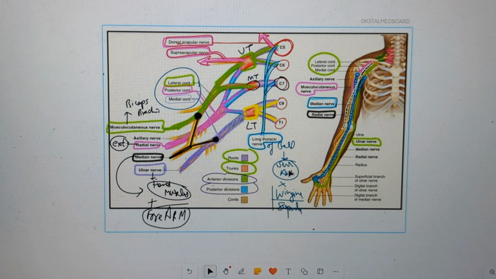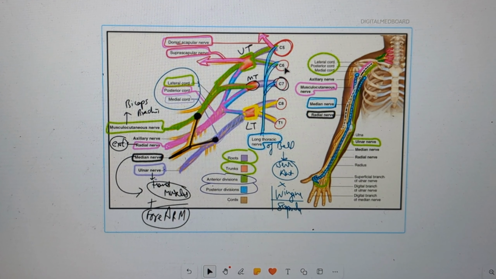Each trunk gives rise to one anterior division and one posterior division, resulting in 3 anterior divisions and 3 posterior divisions. These divisions pass behind the clavicle to enter the axilla. Thus, the brachial plexus consists of 5 roots, 3 trunks, and 6 divisions.